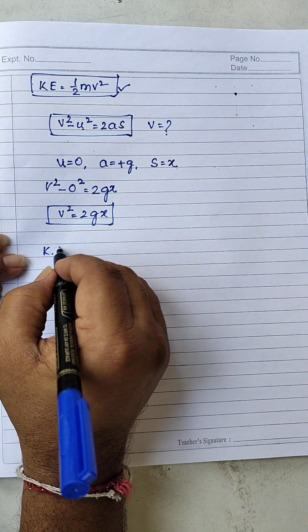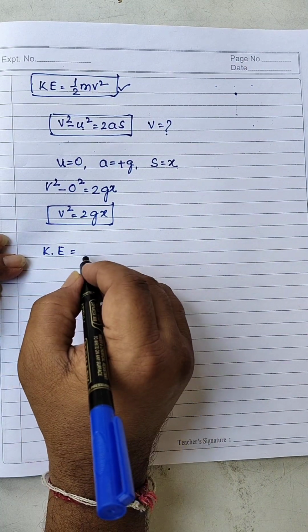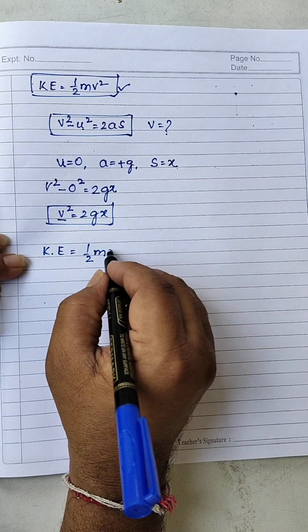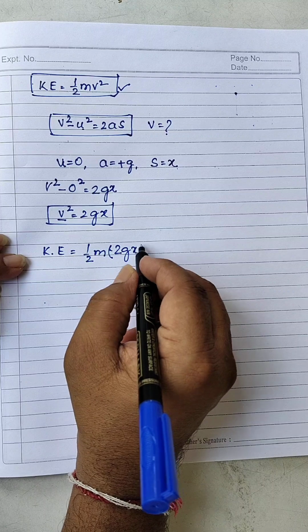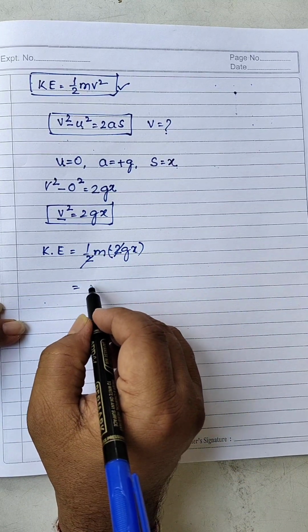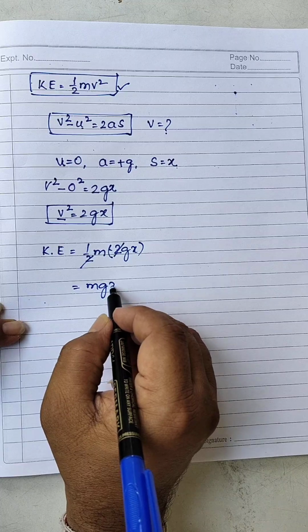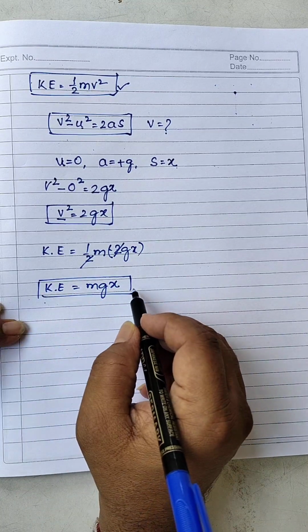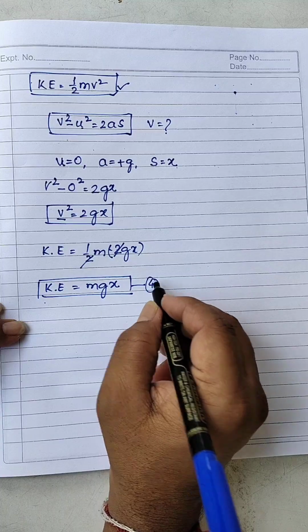Now KE is equal to 1 by 2 m. Instead of v square, can I write 2gx? Now 2 and 2 cancelled. mgx, kinetic energy formula. I got it now. So let us consider it is equation number 4.